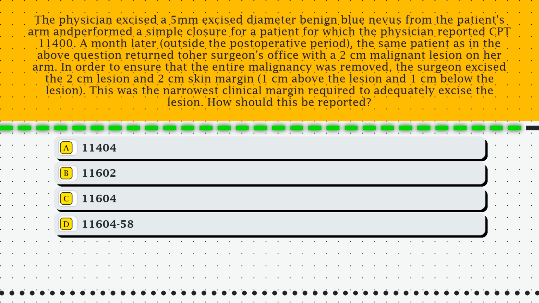Question 39. The physician excised a 5 mm excised diameter benign blue nevus from the patient's arm and performed a simple closure, for which the physician reported CPT 11400. A month later, outside the postoperative period, the same patient returned to our surgeon's office with a 2 cm malignant lesion on her arm. In order to ensure that the entire malignancy was removed, the surgeon excised the 2 cm lesion and 2 cm skin margin, 1 cm above the lesion and 1 cm below the lesion. This was the narrowest clinical margin required to adequately excise the lesion. How should this be reported?